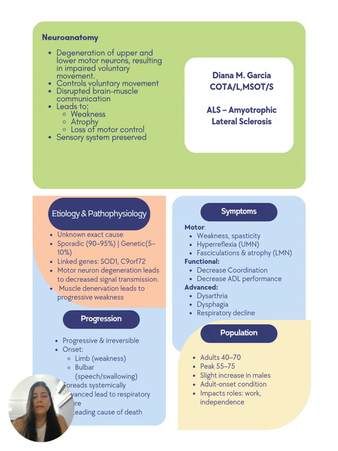Neuroanatomy of ALS. Degeneration of upper and lower motor neurons, resulting in impairment of voluntary movement. They control voluntary movement; disruption of brain-muscle communication leads to weakness, atrophy, and loss of motor control, with the sensory system preserved. The etiology and pathology: the exact cause is unknown. It can be sporadic, 90 to 95%, and can be genetic, 5 to 10%.